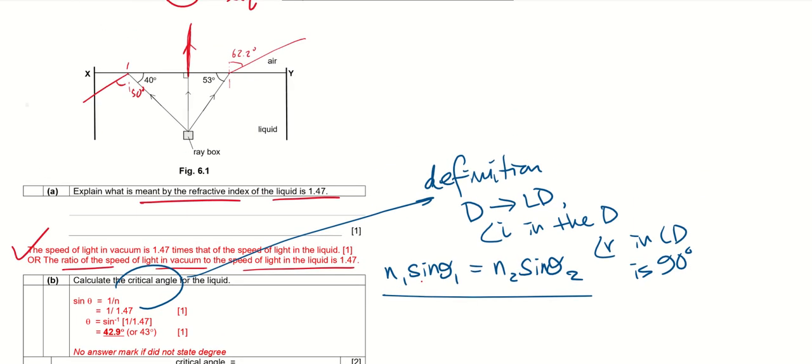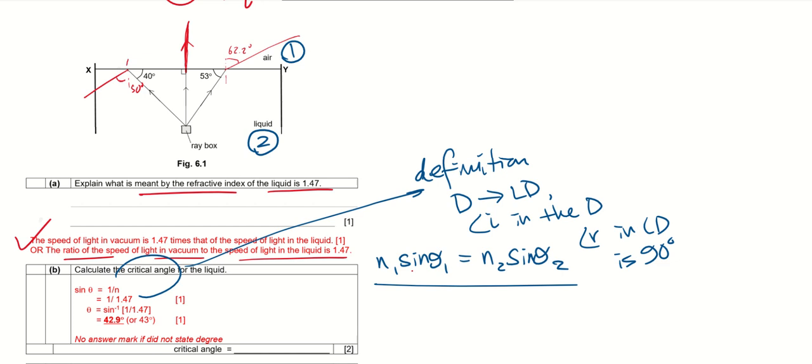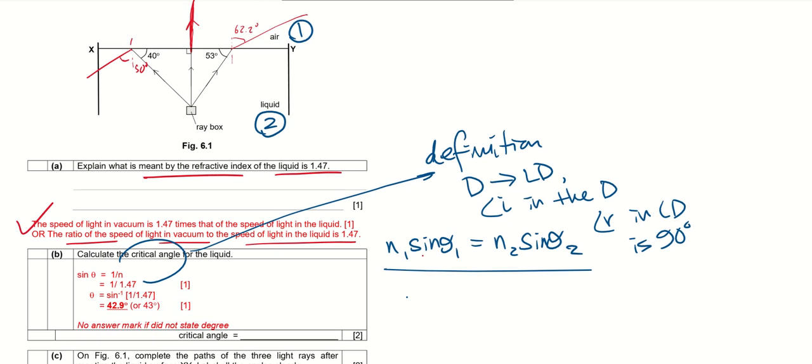I would need to choose air or liquid to be medium 1. Maybe I choose air to be medium 1, liquid to be medium 2. So I know the refractive index of air is 1. Okay, sine. Now, take note of this.